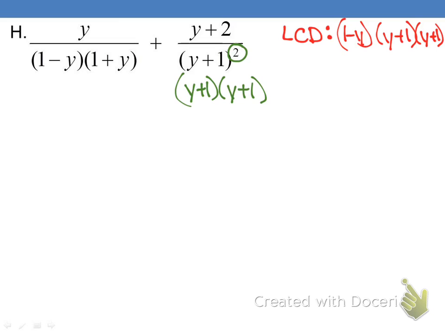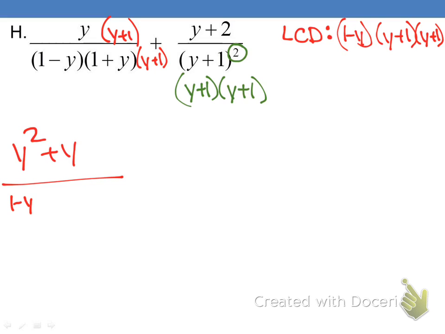That's fine. So what is this expression missing? A 1 plus y, which is the same thing as a y plus 1, right? Everyone knows those are interchangeable? However you feel like writing it, that's what's missing up here. All right, so y times y is y squared. y times 1 is y. All over that common denominator.